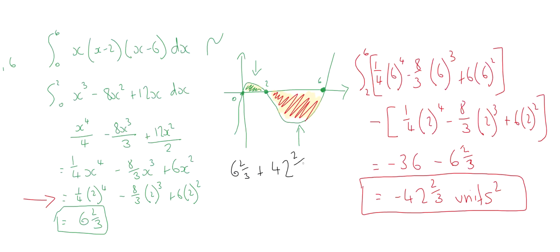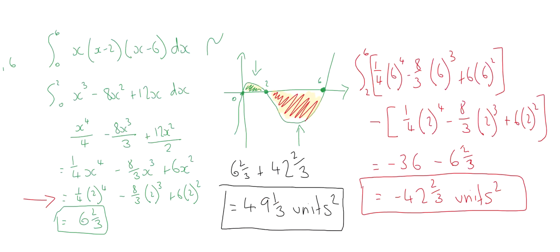All right, so I'm going to add them together because they are both positive areas. This is kind of why I said at the start, you have to do them separately. You can't just do them together because you'll end up canceling stuff out because of positives and negatives. So altogether, we have 49 1/3 units squared is the total area for both of the shaded bits.